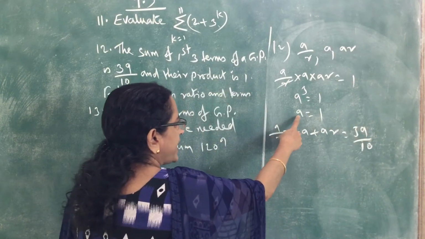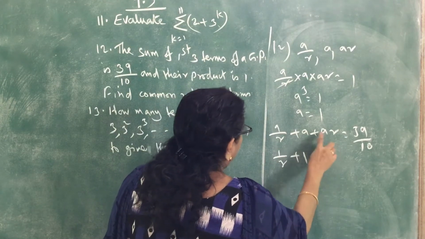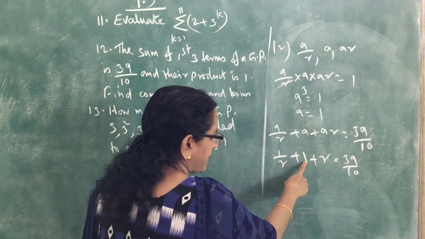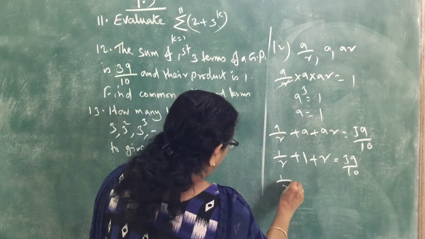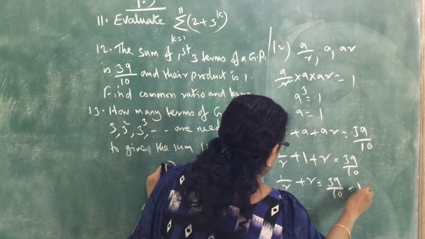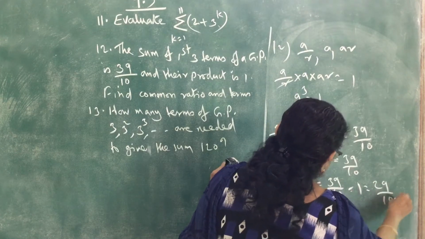Now we can substitute a equal to 1. So 1 by r plus 1 into r equal to 39 by 10. We can take plus 1 to the other side. 1 by r plus r equal to 39 by 10 minus 1. That is 39 minus 10, that is 29 by 10.